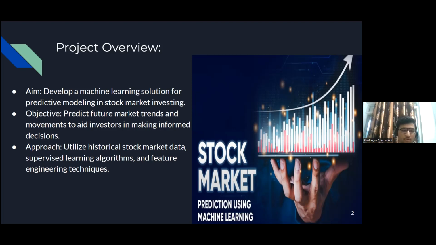To approach this project, we have to utilize the historical stock market data that is already available on various sources like Kaggle or other data sources. We can utilize those data sources to build an end-to-end platform where we use supervised learning algorithms and other algorithms, like time series algorithms, so that we can have a good predictive model, and feature engineering techniques so that we have a better result.